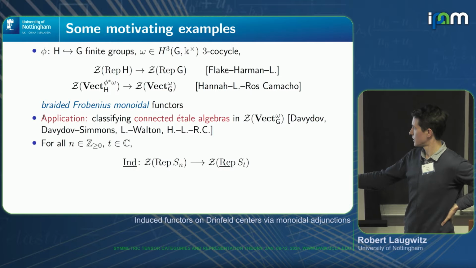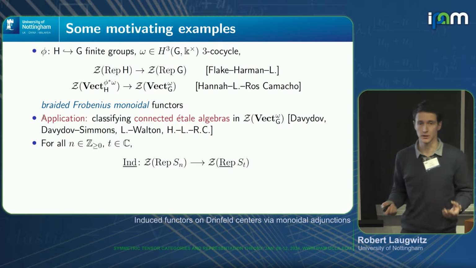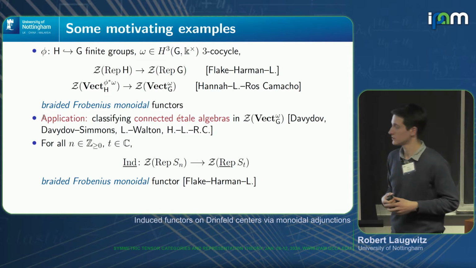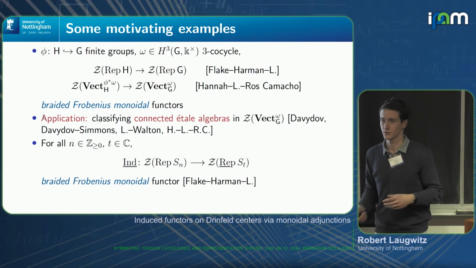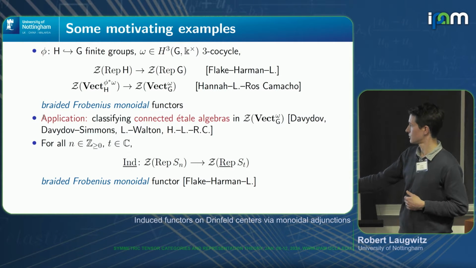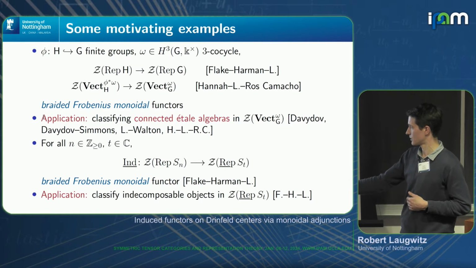Okay, another set of functors that we had, in fact, they're closely related to the ones from the groups, are relevant to Deligne categories, and Deligne categories Rep S_t. And these functors are based on induction functors of Deligne categories due to, I think, Etingof. And in joint work with Johannes and Nate Harman, who's also here, of course, we constructed such induction functors and showed that they're also braided Frobenius monoidal functors. And the application of those functors was to classify indecomposable objects in the center of Rep S_t.